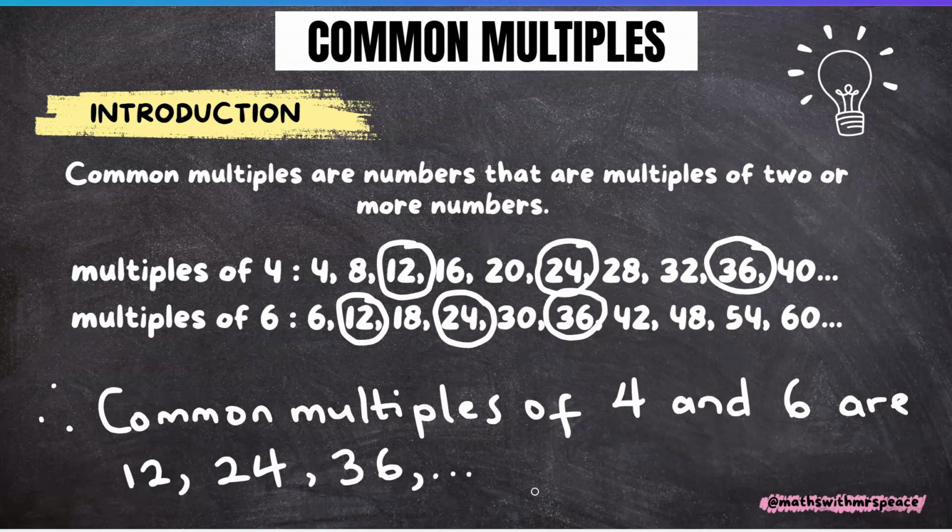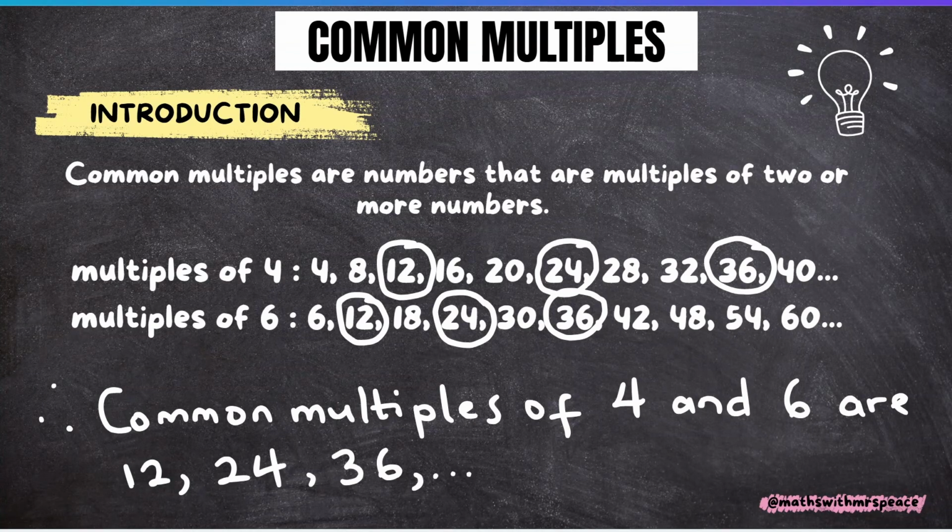If you guessed 48, you guessed right. If I continue to extend the list of multiples of 4 and the list of multiples of 6, we are going to find 48 here, and you can already see 48 here as well. So that's going to be the next common multiple between 4 and 6.